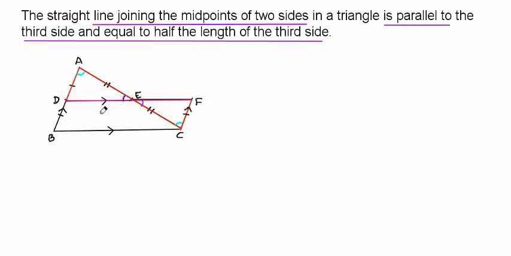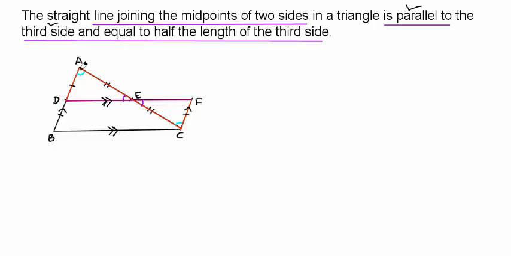So there you go. We just proved that DFCB is a parallelogram, which means that DF is parallel to BC and DF is nothing but an extension of DE. Therefore, it goes on to prove that DE is parallel to BC, which is the third side in the triangle. One part is done. It's parallel to the third side, proved. Let's talk about the length.